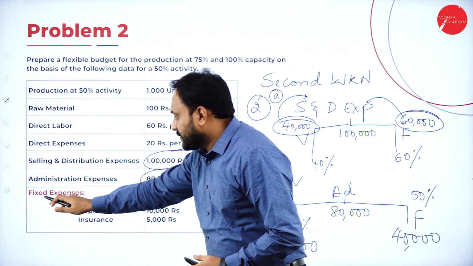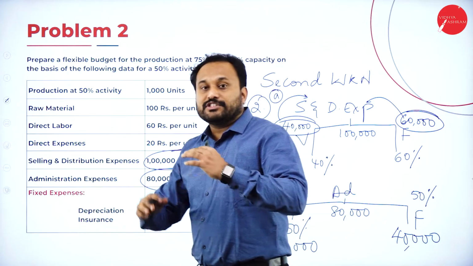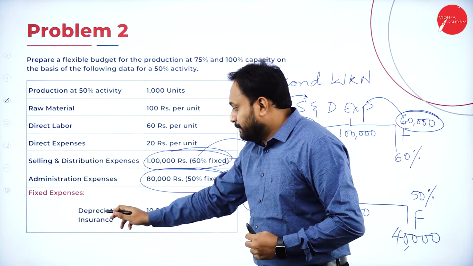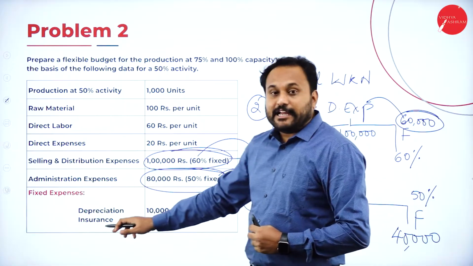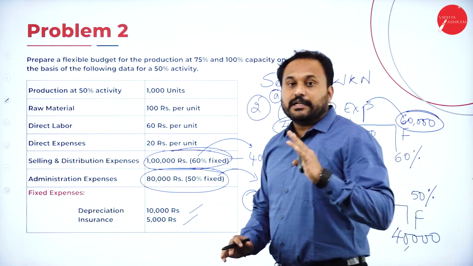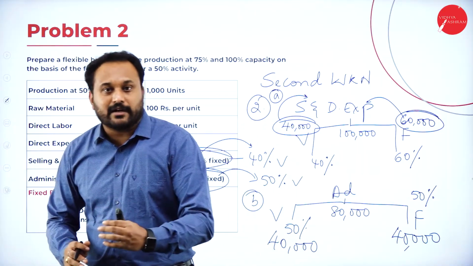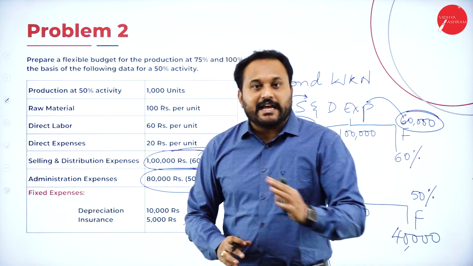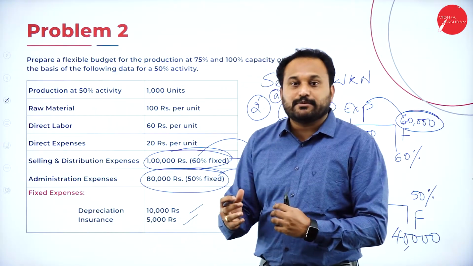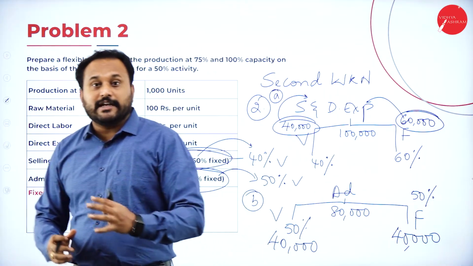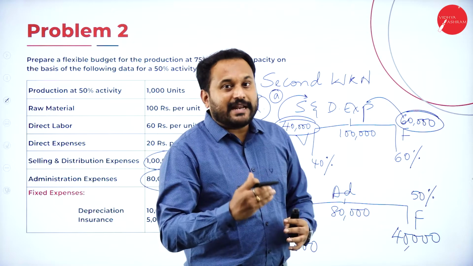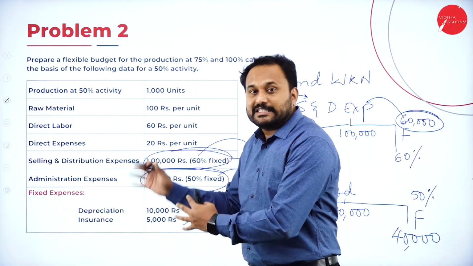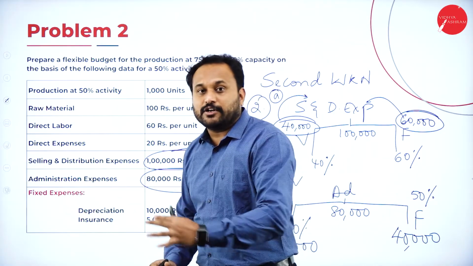Now the last one here is fixed expenses. See here they have given you straightforward that there are 100% fixed expenses, which are depreciation 10,000 rupees and insurance 5,000 rupees. Now depreciation doesn't mean that you are supposed to subtract it. Let me tell you, students, in flexible budget there is nothing called subtraction. Everything is addition. In financial accounting, you usually subtract depreciation, but here you are not supposed to do it. You just take it and always add. There is nothing called subtraction.